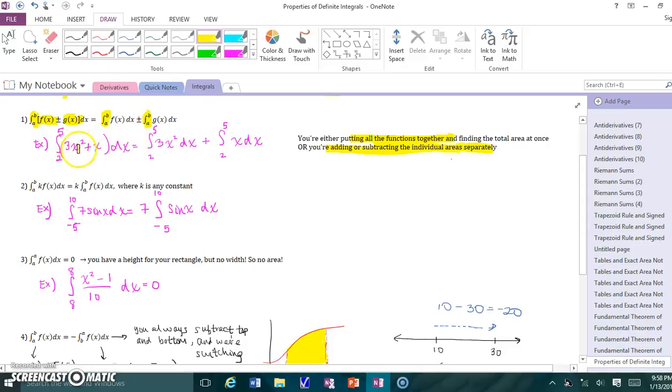So here's an example for it with actual numbers. Sometimes it's easier to see it with actual numbers and functions. Notice they each get their own dx. That represents the tiny, tiny, tiny width of those rectangles.